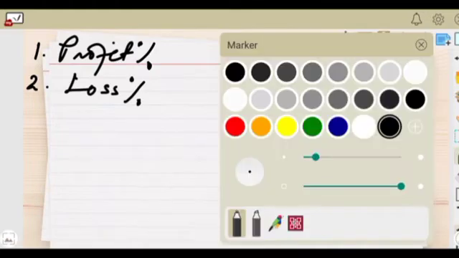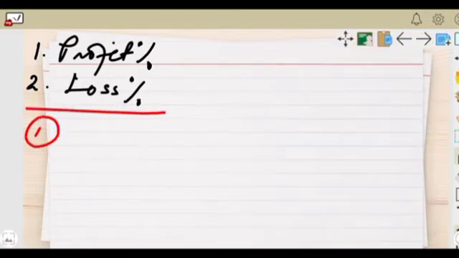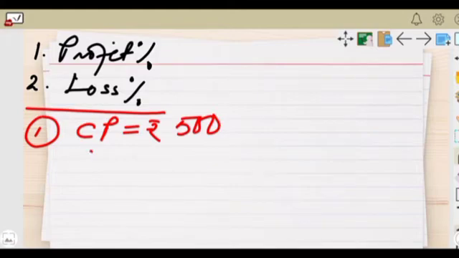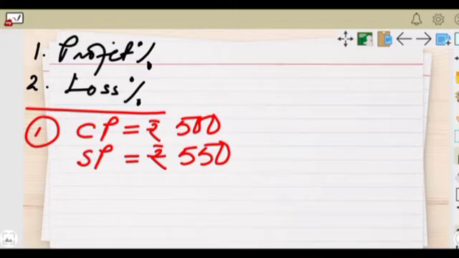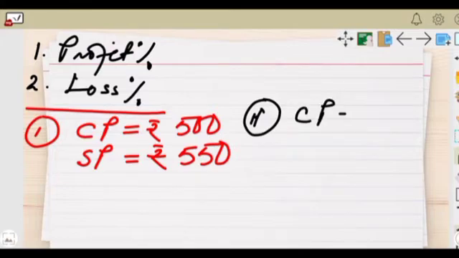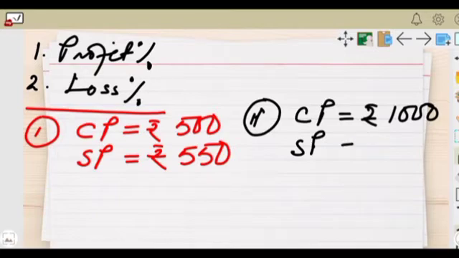Let us observe what is profit percent first. For this, I need to give some examples. Example number one: cost price is, let me say, just 500, and selling price is rupees, let me say, 550. The second example: cost price is, let me say, 1000, and the selling price is 800. In the first example, what we find here is cost price is smaller than selling price.